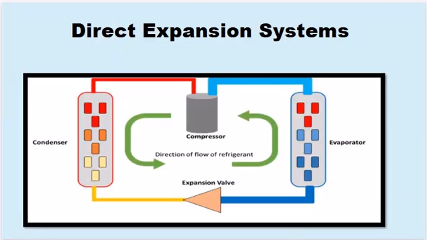Direct expansion, DX, refrigeration system. The DX refrigeration system operates as follows. Evaporator: the refrigerant enters as a low-pressure liquid, absorbs heat, and evaporates into a vapor. Compressor: the vapor is compressed to a high-pressure gas, increasing its energy level. Condenser: the high-pressure vapor releases heat and condenses back into a liquid. Expansion valve: the liquid refrigerant's pressure is reduced, causing it to partially vaporize. Cycle repeats: the low-pressure mixture returns to the evaporator.